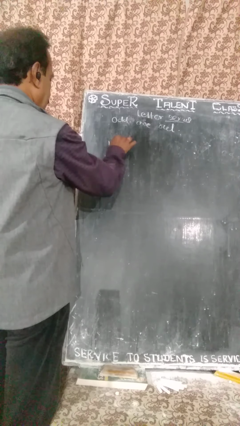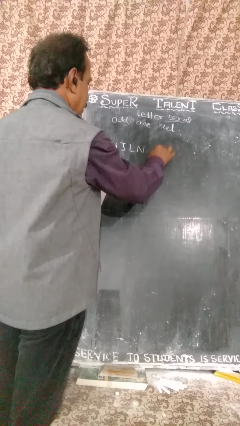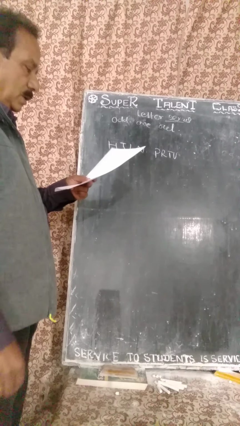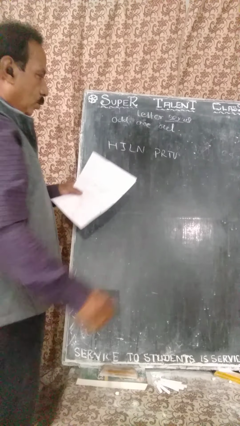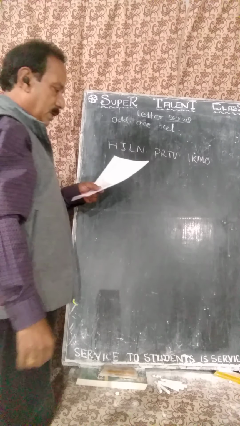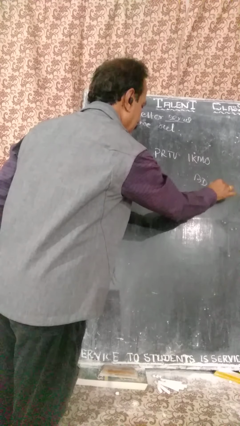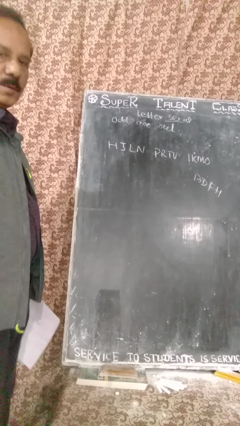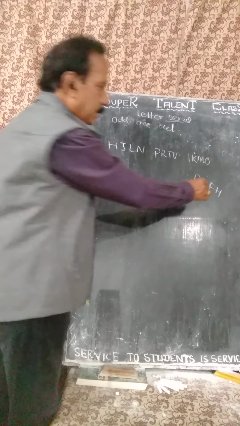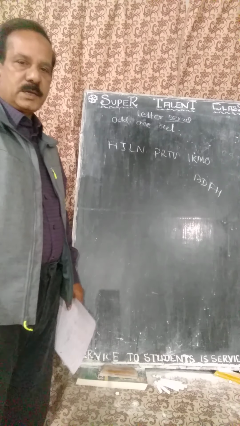Just like H, J, L, N. P, R, T, V. I, K, M, O. B, D, F, H. What? B, D, F, H. Right?